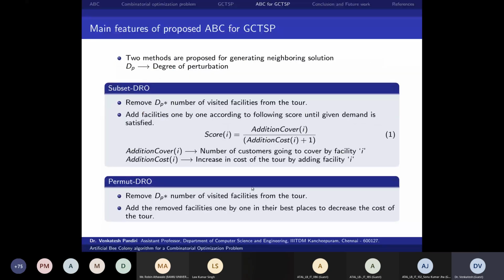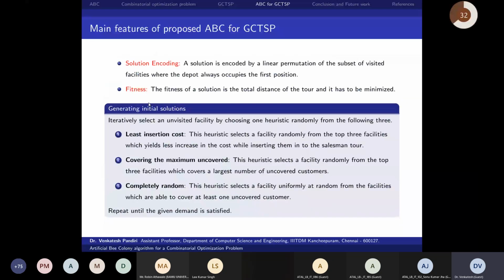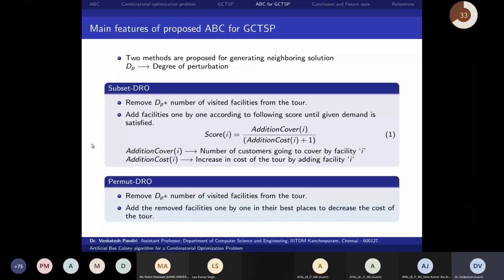So how are these neighboring solutions actually generated? As I told you, these initial solutions are generated according to this procedure by using these three heuristics. Once these initial solutions are generated, they are associated with the employed bees. During the employed bee phase, they calculate the fitness value. That is over. But during the onlooker bee phase, it will try to generate the neighboring solution, right?